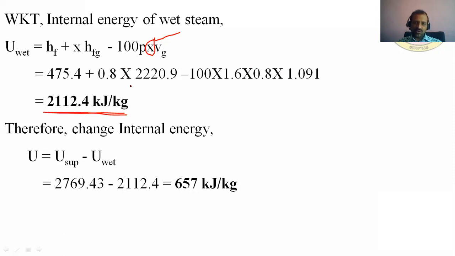Earlier what you found out was for the superheated steam. The superheated steam internal energy is more compared to the wet steam. So subtract the wet steam value from the superheated steam value. So now 2769.43 minus 2112.4 will give you 657 kilojoules per kg. This is the change in the internal energy, right? So this is how you need to solve the problems.